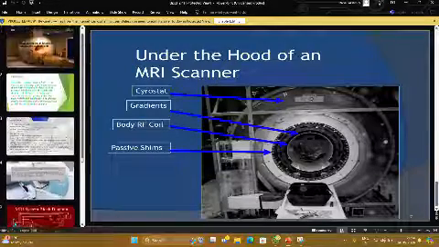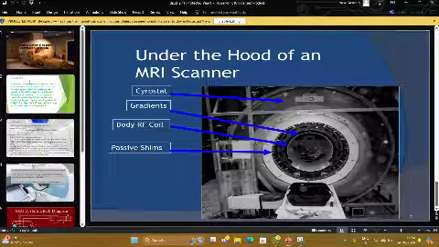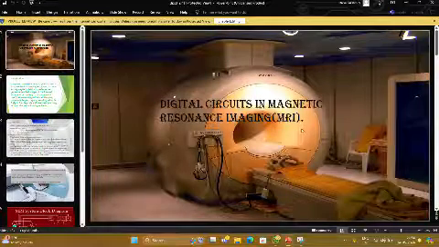So that's all about digital circuits and magnetic resonance imaging, MRI.